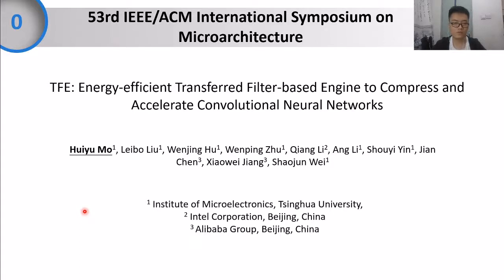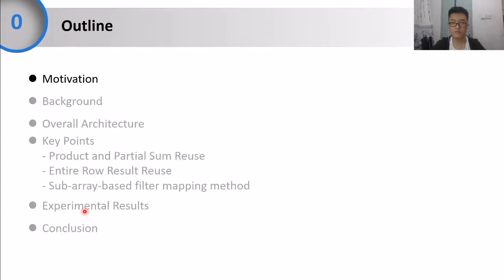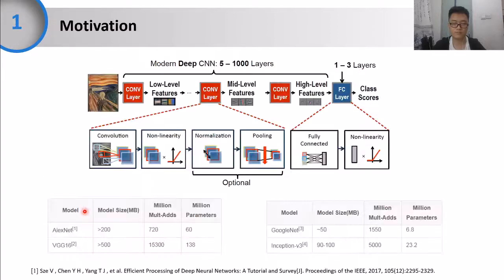Our team's work is about an energy-efficient engine to compress and accelerate convolutional neural networks based on transfer filter-based algorithms. My presentation will proceed as the following contents. The first, why we should compress and accelerate CNNs.